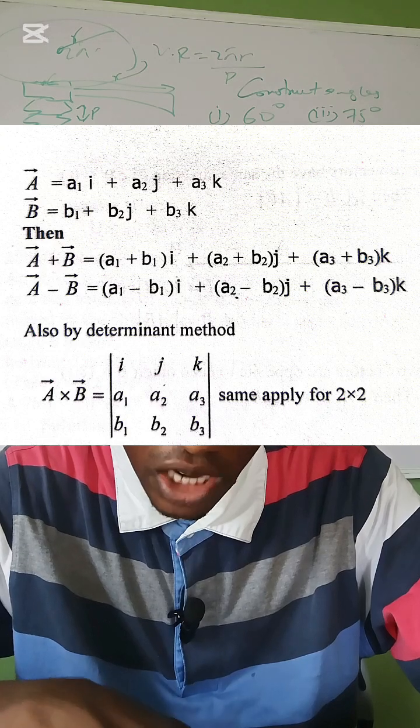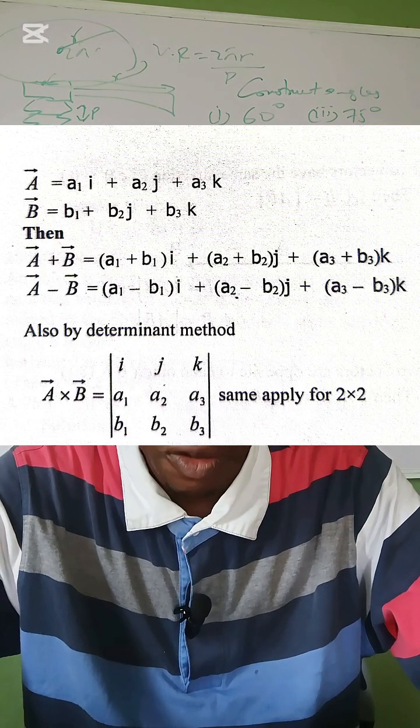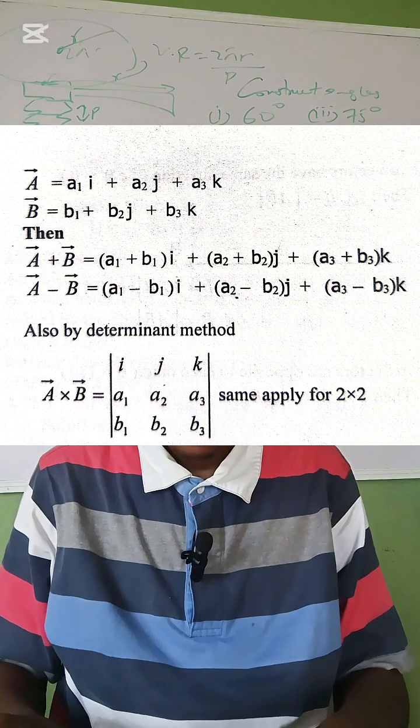And when we are talking about the determinant, we have to apply the knowledge of matrices, and that's what we have there. That's a matrix of 3 by 3.